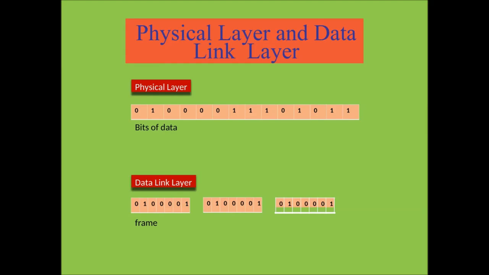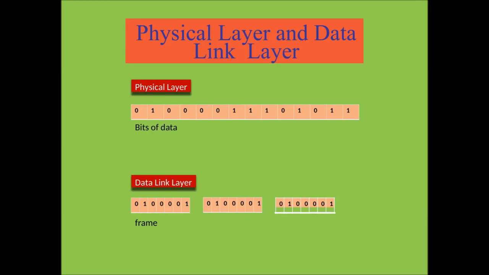Data is converted into bits, and bits are converted into signals, and those signals are transmitted on the physical medium. The pattern of data you can see over here is 0 1 0 0 0 0 1 1 1 0 1 0 1 1. So the data is being transmitted in the form of consecutive bits, or signals. Signals are not shown over here, but bits are shown, and this is actual data.